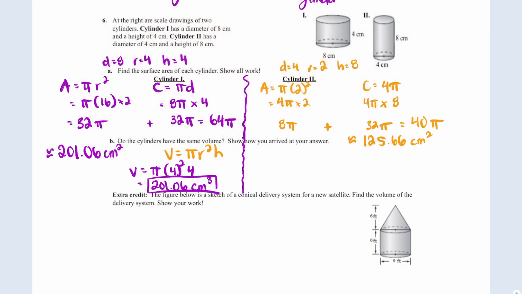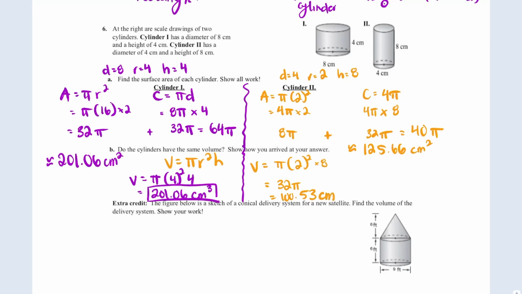Isn't that strange how the surface area of the cylinder is also its volume? All right, cylinder 2, we're going to take the radius, which is 2, so pi times 2 squared, and multiply that by the height. 2 squared is 4, 4 times 8 is 32, so we have 32 pi. So 32 times pi gives you about 100.53. And we're in cubic centimeters.